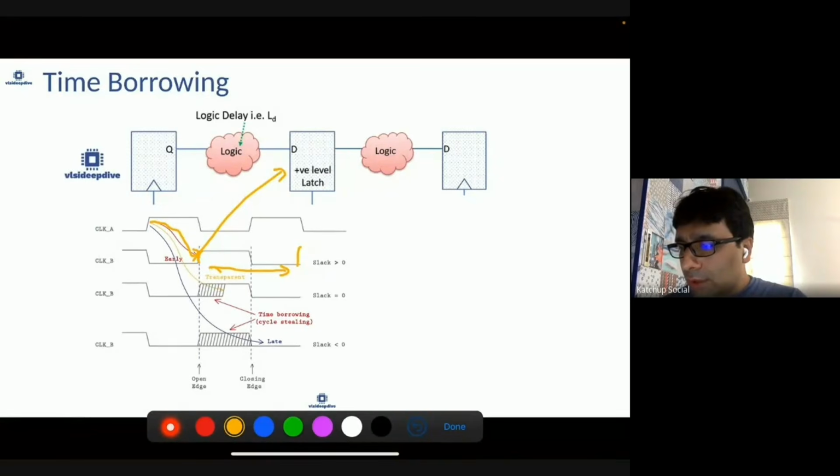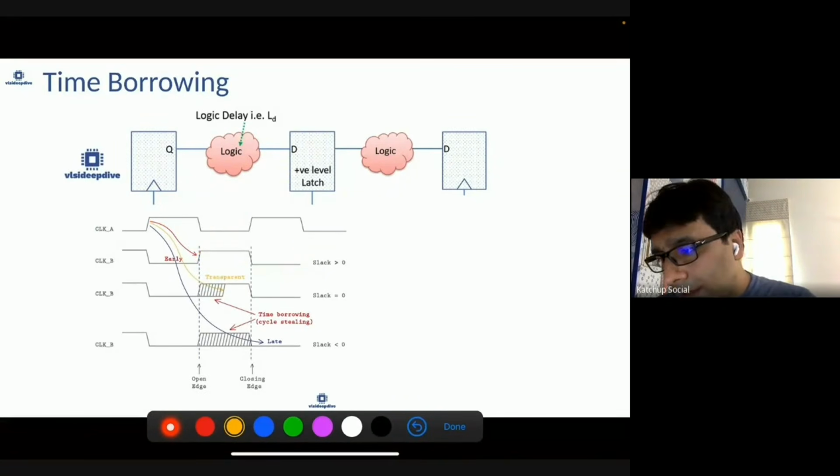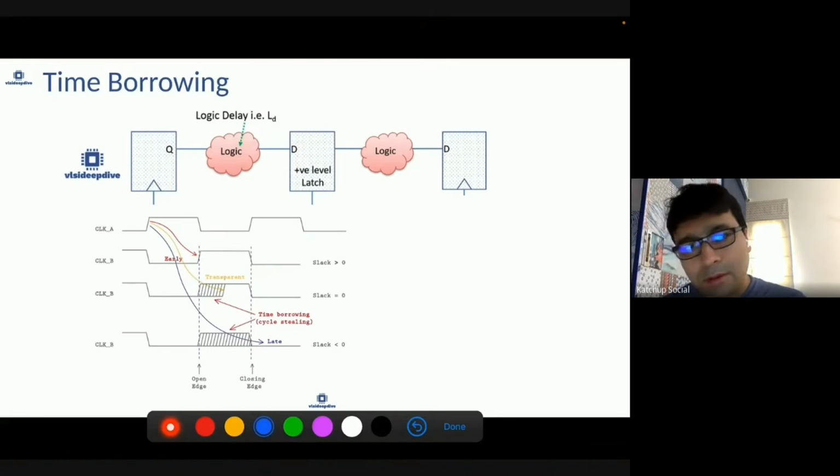Now, let's say data arrives later than the clock edge. So data arrives here. If this were a flop, you would have a setup timing violation because data is arriving later than the clock edge. It should have arrived sometime before the clock edge. So if this were a flop, you would have had a setup time violation.